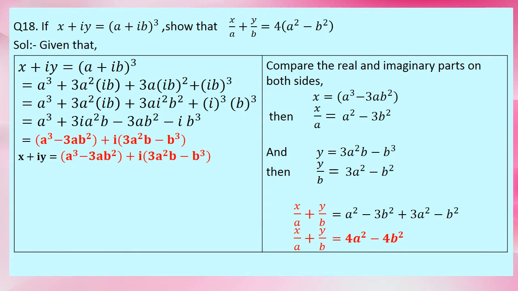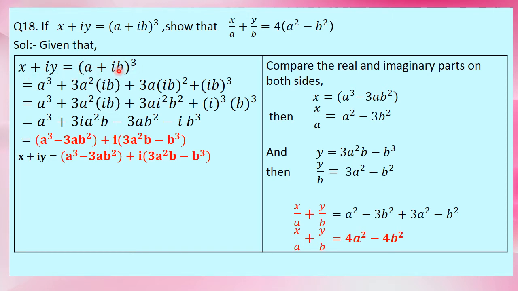Number 18. If x plus iy is equal to (a plus ib) the whole cube, show that x upon a plus y upon b is equal to 4 into (a square minus b square). So we will write the given equation first. x plus iy is equal to (a plus ib) the whole cube. Now we will expand this RHS part in the (a plus b) the whole cube form.